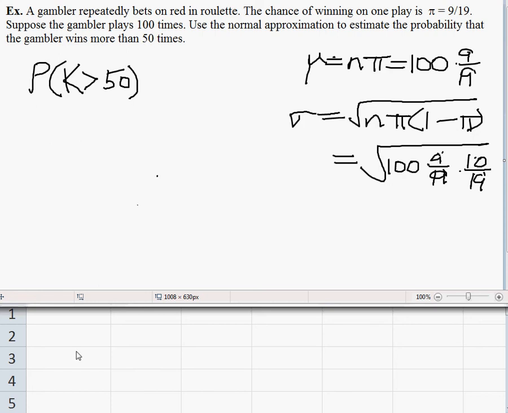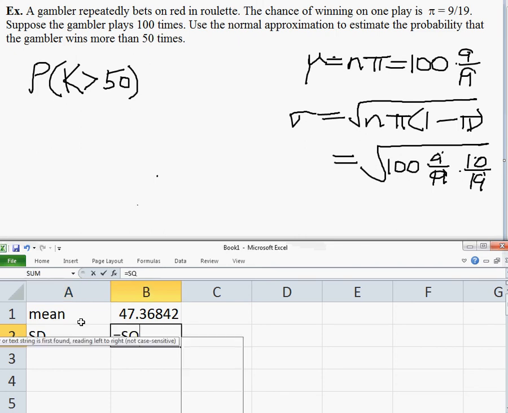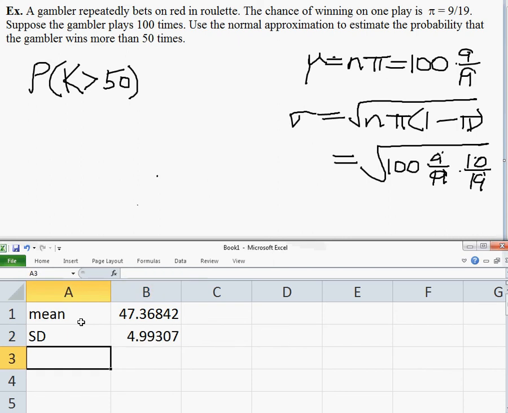Okay, so I will do those calculations in Excel so that we can see them. So the mean works out to be 100 times 9 over 19, so about 47.37. And the standard deviation works out to be the square root of 100 times 9 over 19 times 1 minus 9 over 19. And so I get something that's slightly less than 5. So if we play the game, we expect to have 47 successes, give or take 5 or so. Okay, so now I need to convert to standard units.